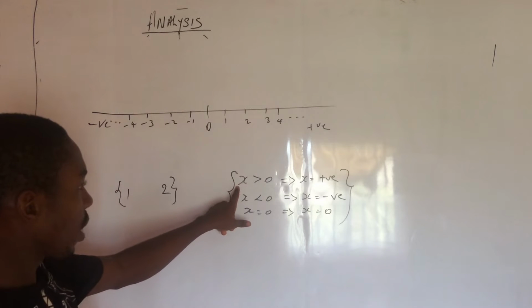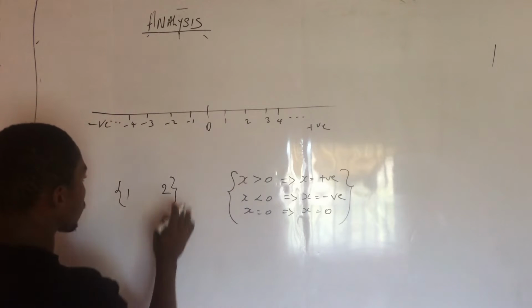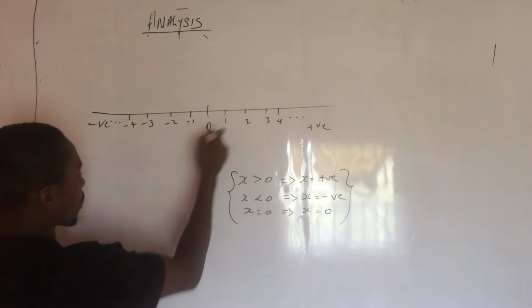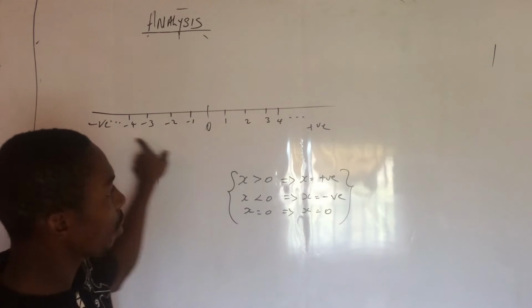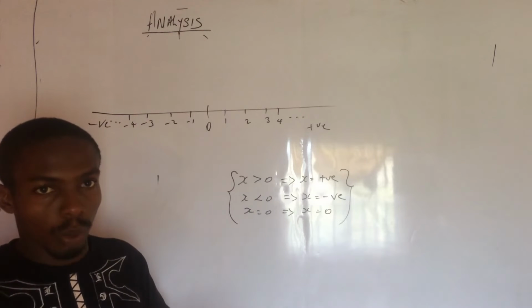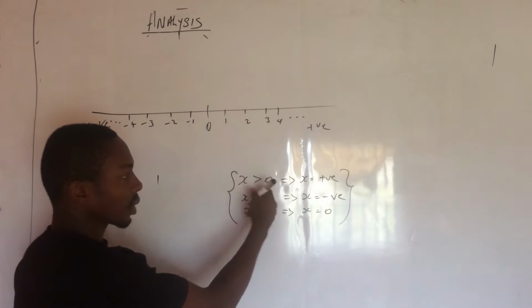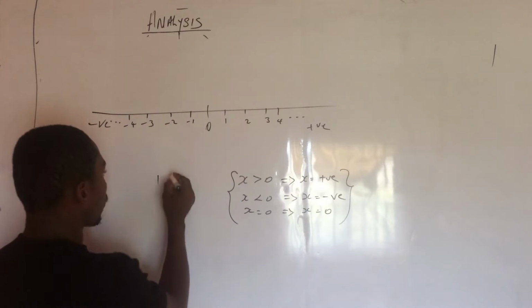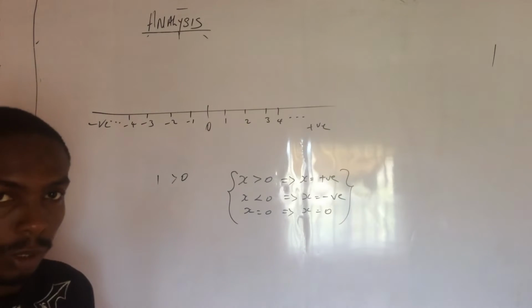Okay, let's go with one number first. Let's pick 1. Real analysis will tell you that for any number you pick on the real line, one of these must hold. We pick 1. 1 is greater than what? 0. 1 is greater than 0, meaning that 1 is positive. Do you understand that?